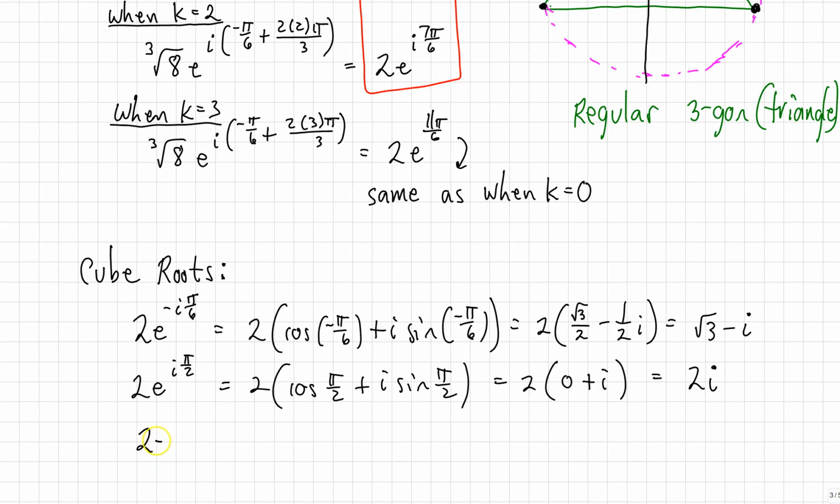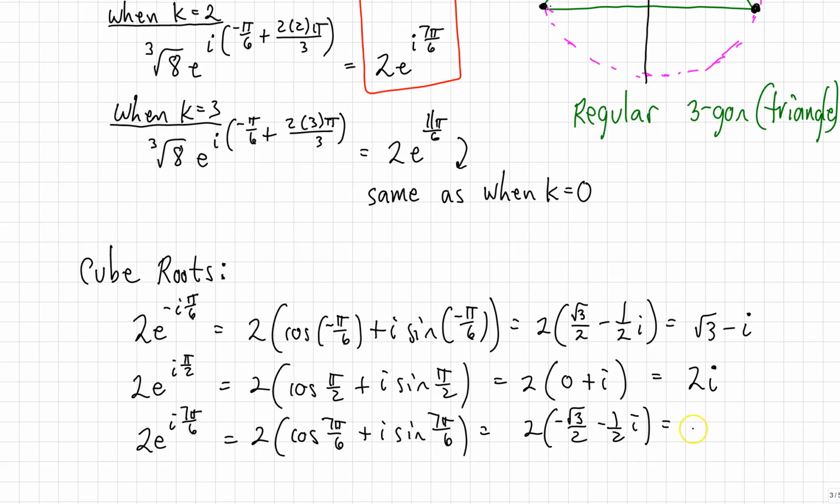And then our last one was 2e to the i 7 pi over 6. Cosine 7 pi over 6 plus i sine 7 pi over 6, which would be 2 times -√3 over 2 minus 1/2 i, which would be -√3 minus i. So there's our cube roots in rectangular form.